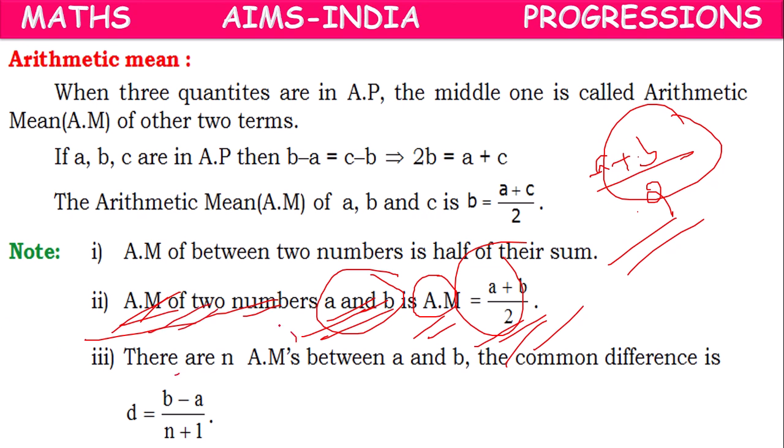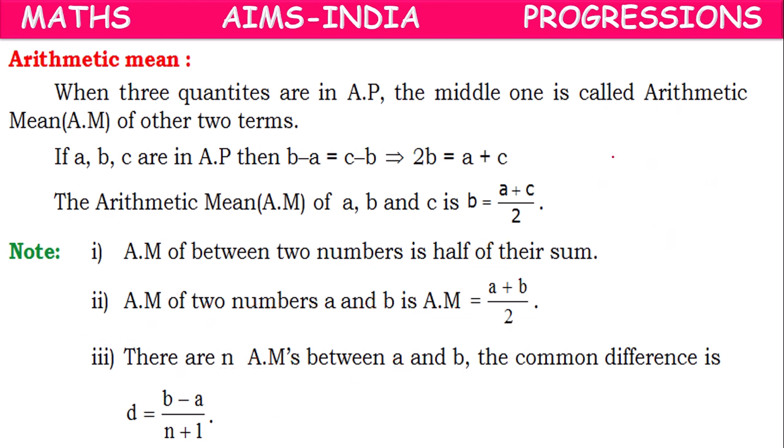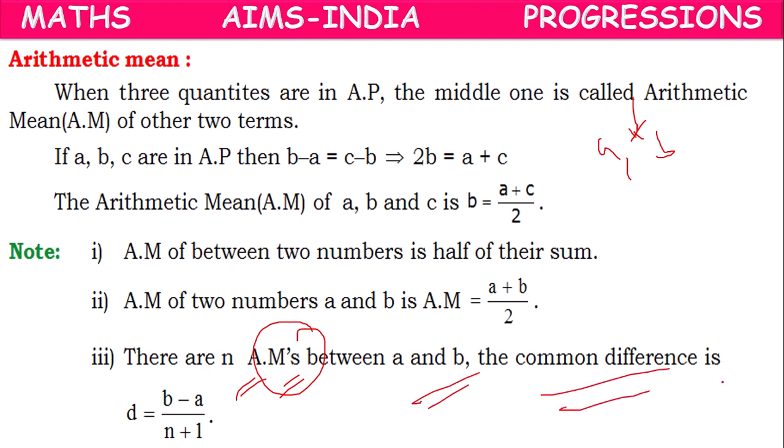So if there are n arithmetic means between A and B, there is no compulsion that there should be only one arithmetic mean between them. We can have n number of arithmetic means between A and B. Then their common difference will be given by the formula D equals B minus A by n plus 1.